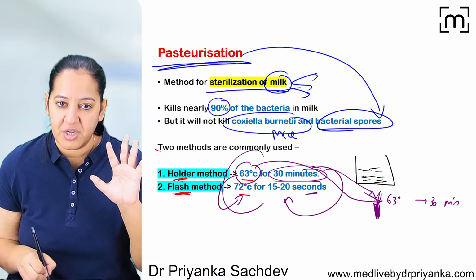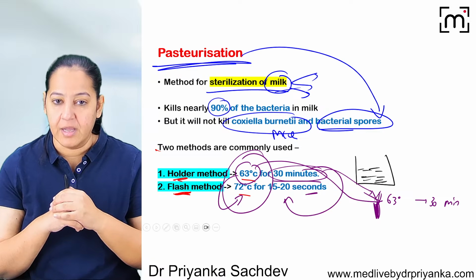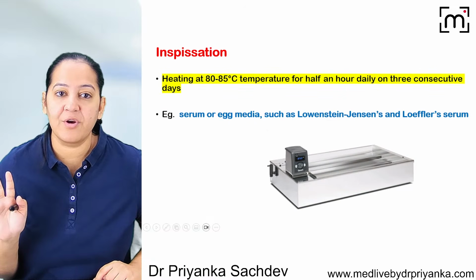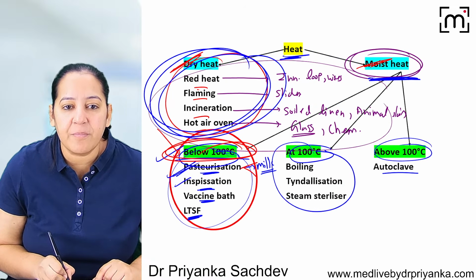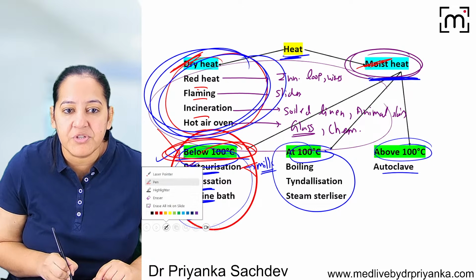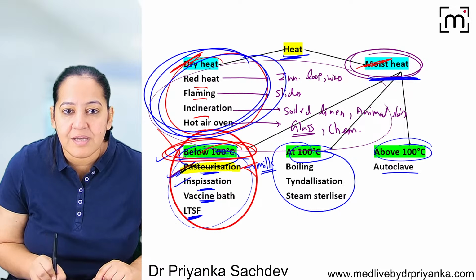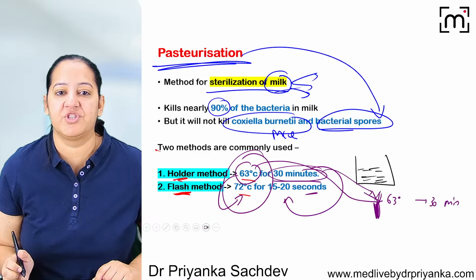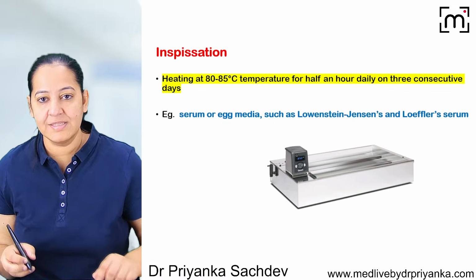You can notice the temperature in each of them is less than 100. And which bacteria is not killed? The spores are not killed. Now we are done with pasteurization. The next method is Inspissation, also below 100. So what is Inspissation?